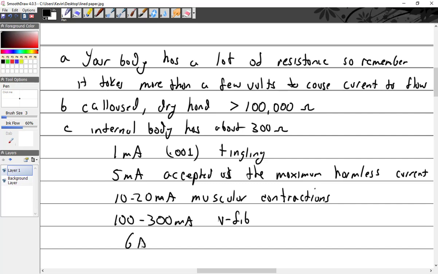So 6 amps. You need to grab onto it again, in other words. You said 6 amps: sustained VFib, followed by temporary respiratory paralysis and possible burns. So that's bad. Very bad.